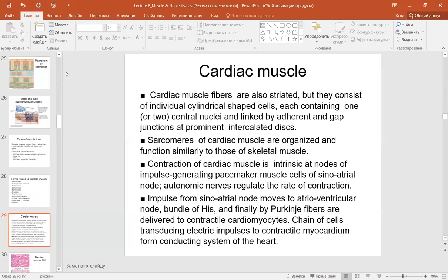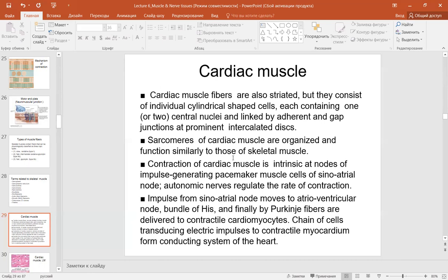Cardiac muscle. Cardiac muscle fibers are also striated, but they consist of individual cylindrical shaped cells, each containing one or two central nuclei and linked by adherent and gap junctions at prominent intercalated discs. Sarcomeres of cardiac muscle are organized and function similarly to those of skeletal muscle.